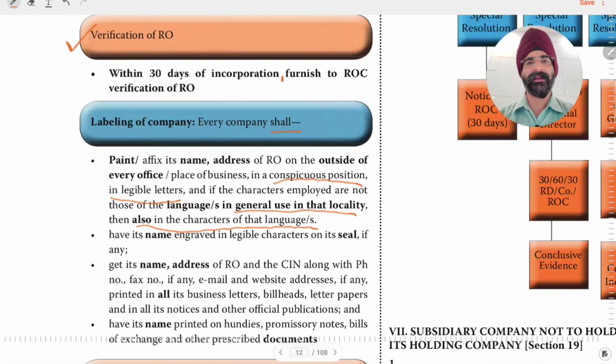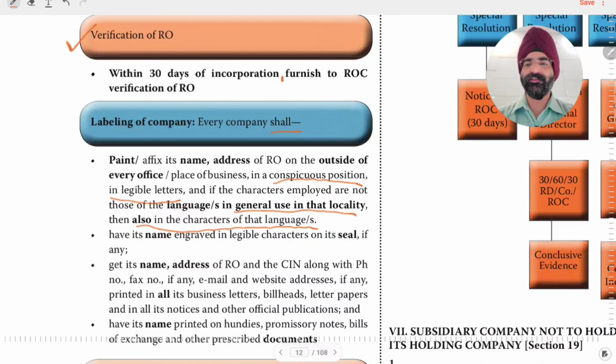Like if I am at Amritsar and I see various offices with clearly written name of the company, limited or private limited, followed by its registered office address clearly, and also the name and address are mentioned in Punjabi language. That is the language which is known by people living in Amritsar. So Punjabi is also there and English is also there.